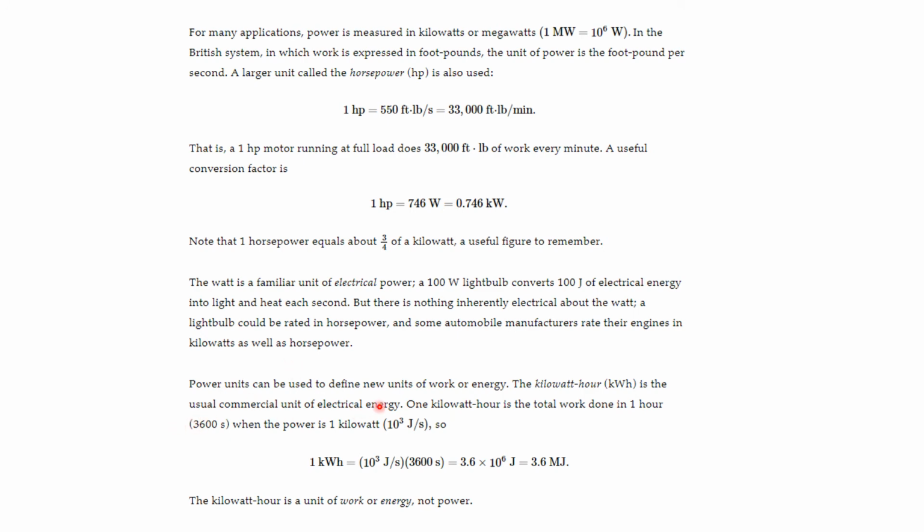Power units can be used to define units of work or energy. For example, when you get your electric bill, it talks about kilowatt hours. Now you see that's taking a kilowatt times time. That makes it into energy. 1 kilowatt hour is the total work done in 1 hour when the power of 1 kilowatt, 10 cubed joules per second, is applied. So this 1 kilowatt hour is equal to 3.6 megajoules. A kilowatt hour, of course, is a unit of work or energy and not a unit of power.